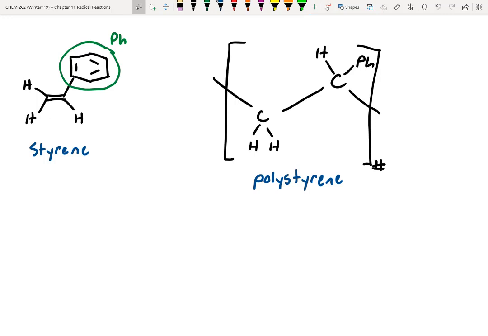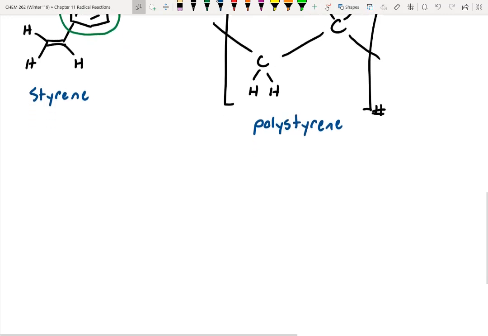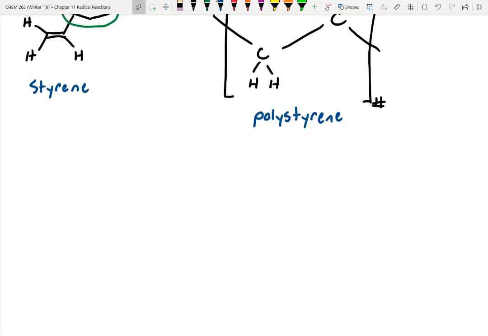Make sense? All right, the next one, if we look at, is another common one that you'll encounter. This one has a chlorine coming off of it. This is called vinyl chloride.